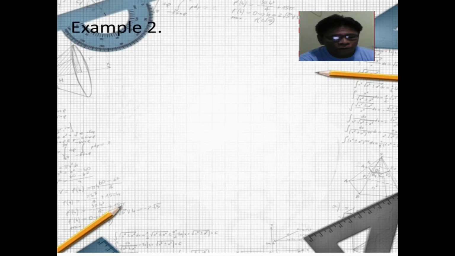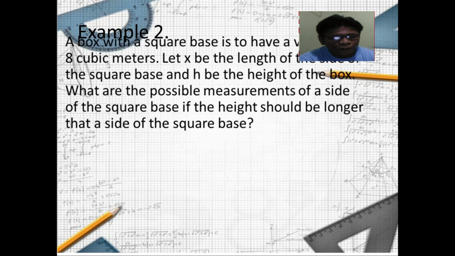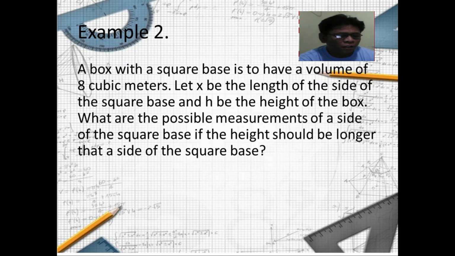Okay, let us proceed to example number 2. A box with a square base is to have a volume of 8 cubic meters. Let x be the length of the side of the square base and h be the height of the box. What are the possible measurements of a side of the square base if the height should be longer than a side of the square base?